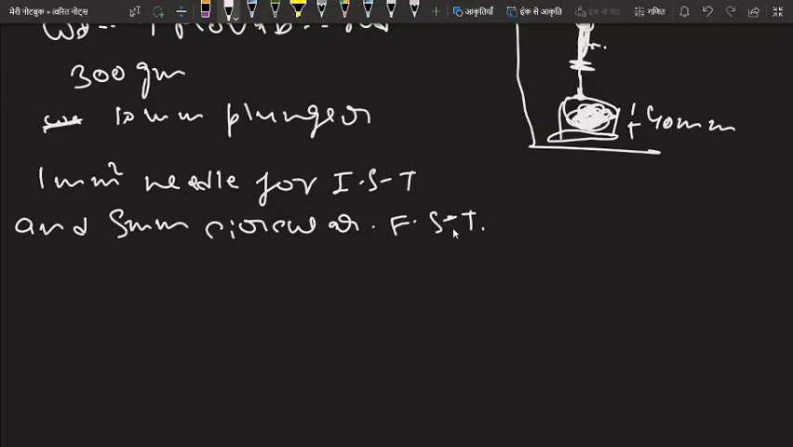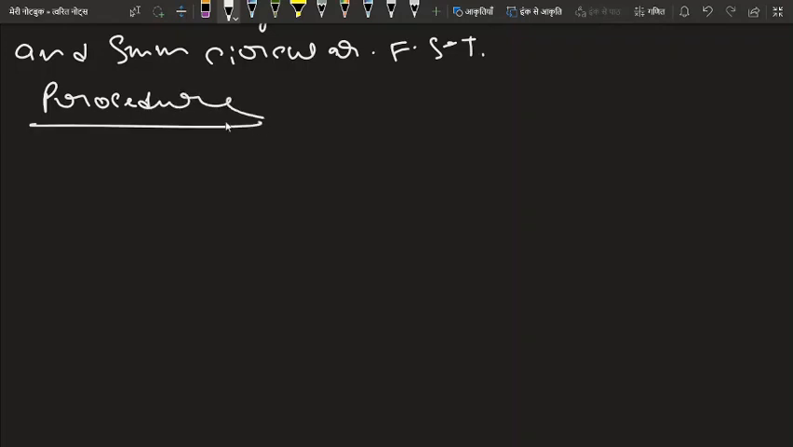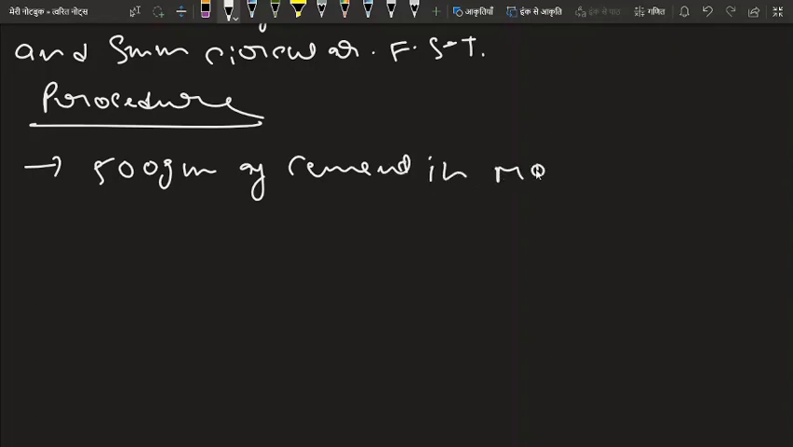Now we will discuss the procedure for the standard consistency test. How do we do the standard consistency test? We take 500 gram of cement and fill it in the Vicat mould, and add about 24% of distilled water.